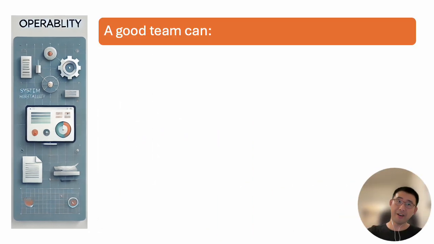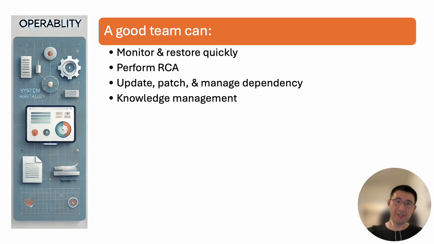So a good team that operates well needs to do the following things. They need to be able to monitor the system, and whenever it's going wrong, restore it quickly. Or when a problem happens, they can quickly perform root cause analysis to find out where the problem is. And when there are no issues, the team can update the system, patch the system, and manage all the dependencies. And of course, there's knowledge management of how to do these, such that when people leave and new people join, they can share this document, instead of keeping it as tribal knowledge.